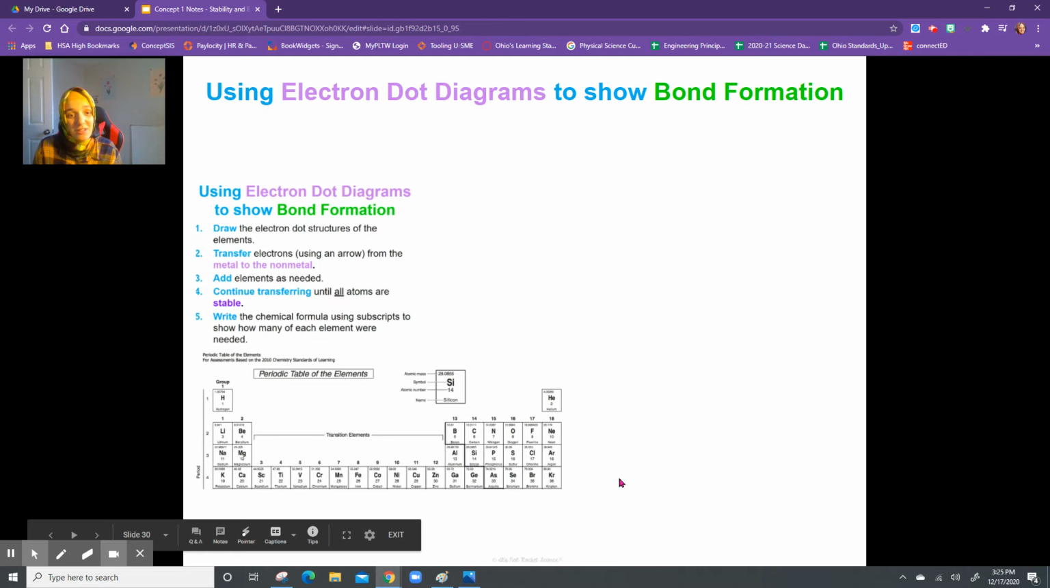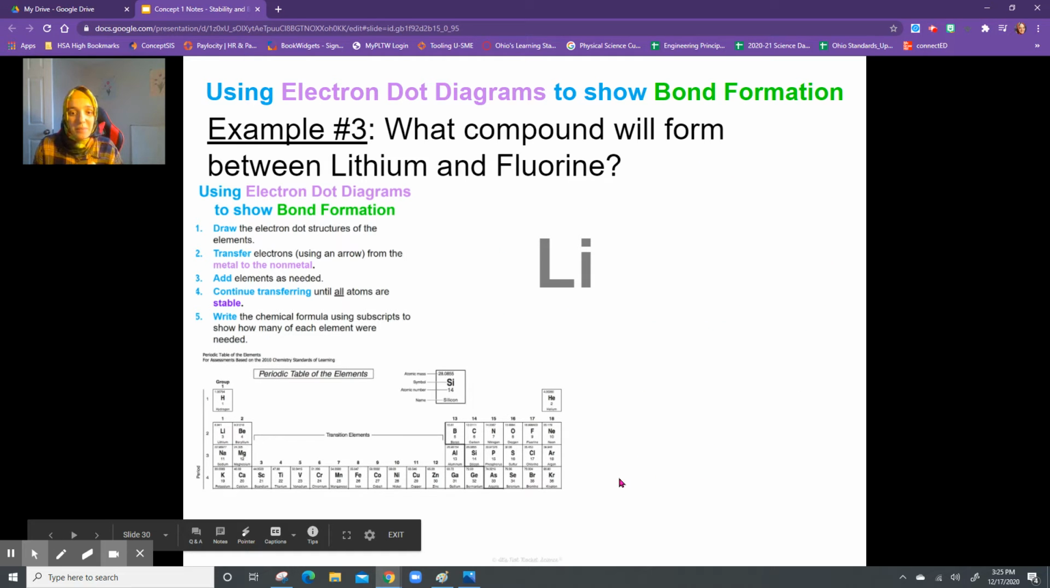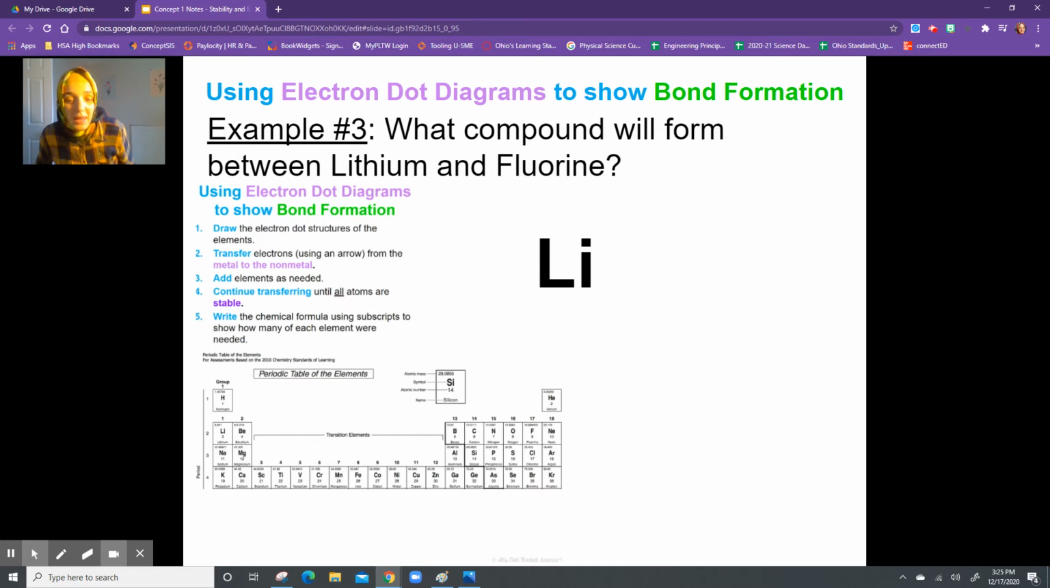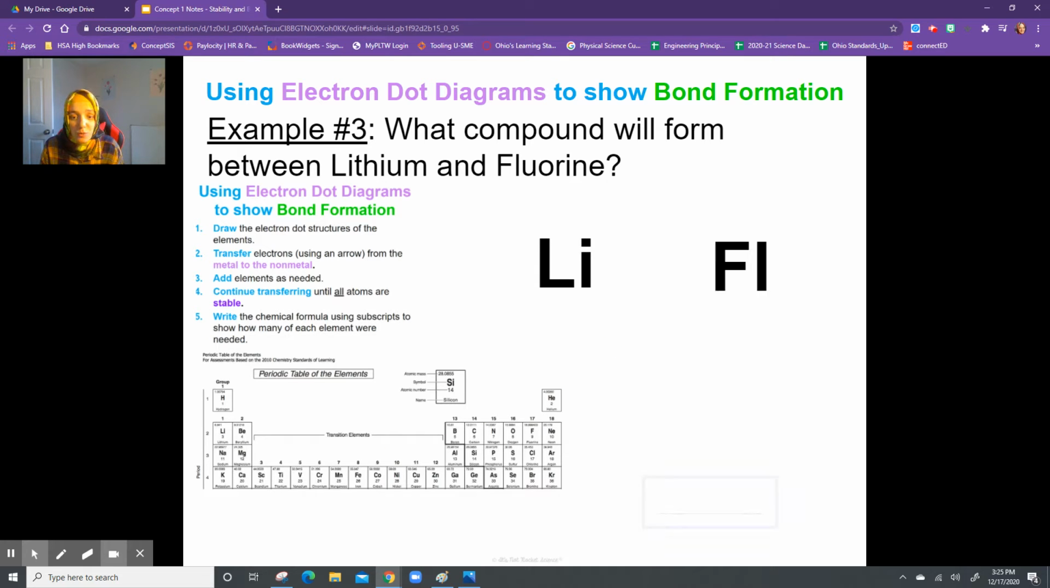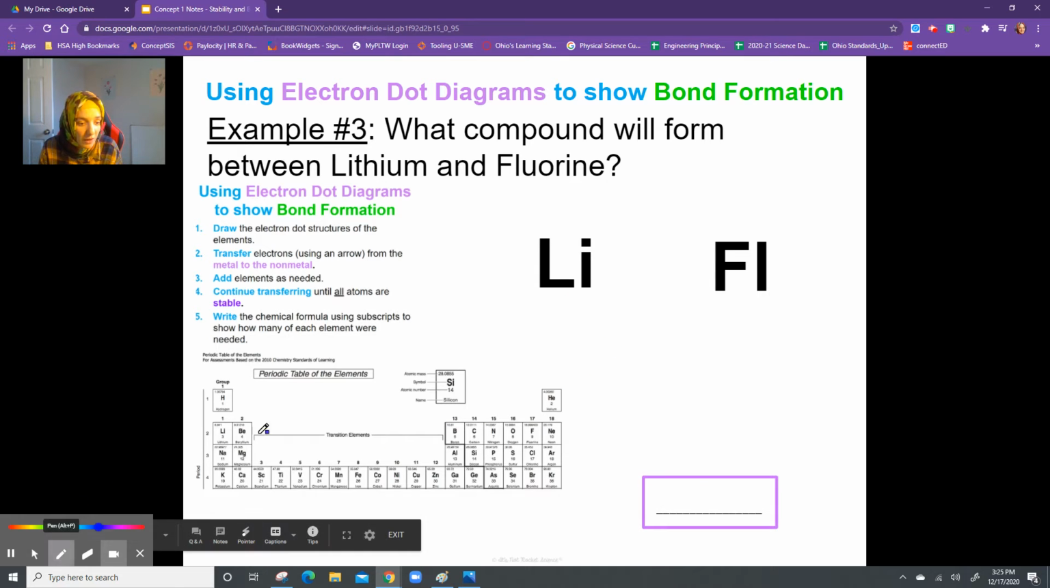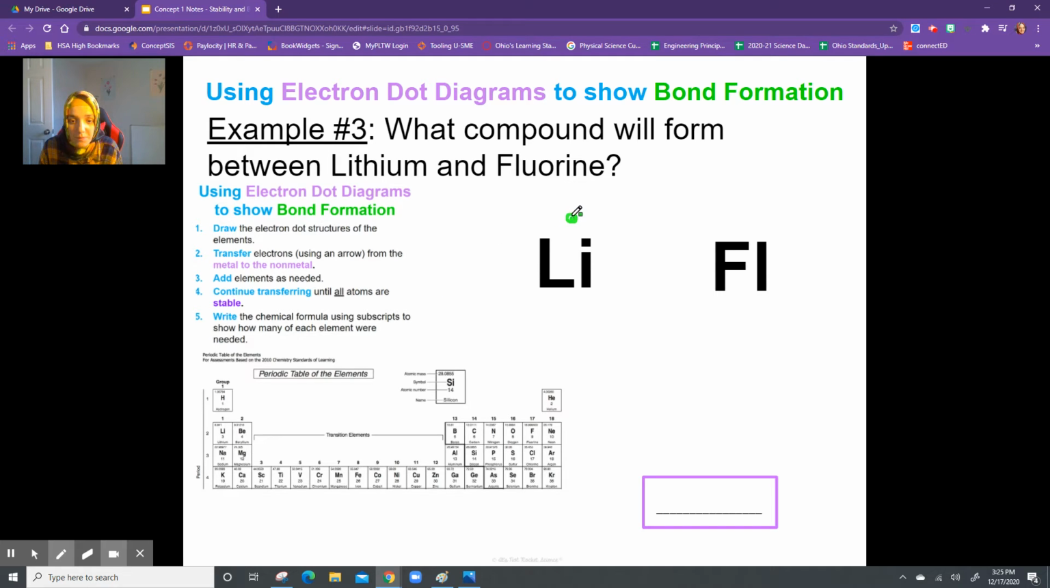All right, let's get to the second example. What compound will form between lithium and fluorine? So lithium, we put the lithium symbol there. Lithium is in group 1 here, as you can see. Because it is group 1, it has 1 dot. I just put 1 dot there. Okay. Here. And fluorine is in group 17, so I'm going to put 7.